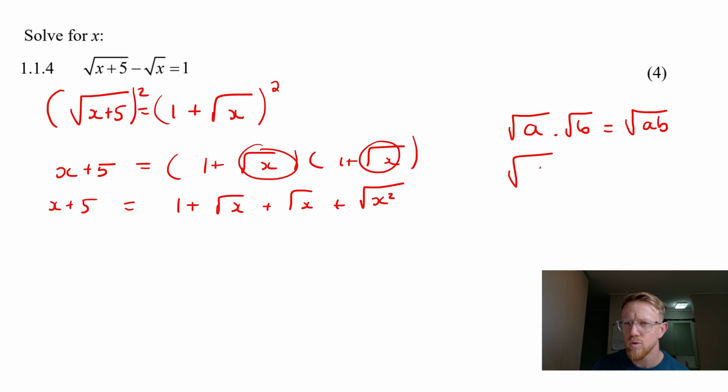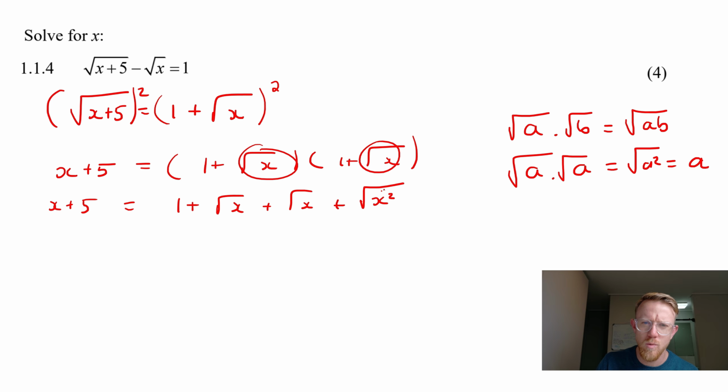So there's another rule that if you take 2 things that are exactly the same and they're both inside a square root and you multiply them together, you end up with whatever is on the inside. So we're actually just going to end up with x over there. So now we're going to have x plus 5 equals 1 plus. Now if you have square root x plus another square root x, that means you have 2 square root x plus x, because this just becomes plus x.